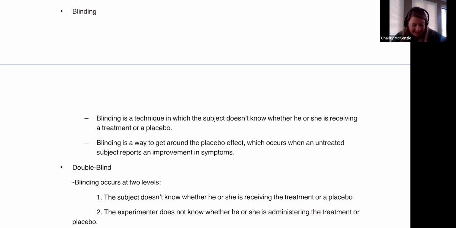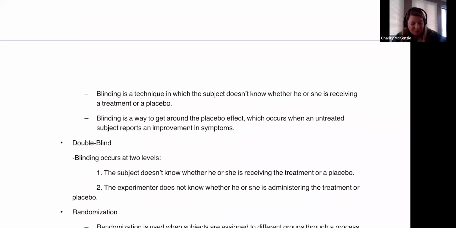Okay, blinding is a technique that you use like the placebo, right? So you have untreated subjects.